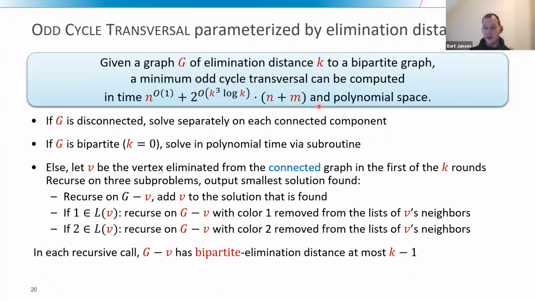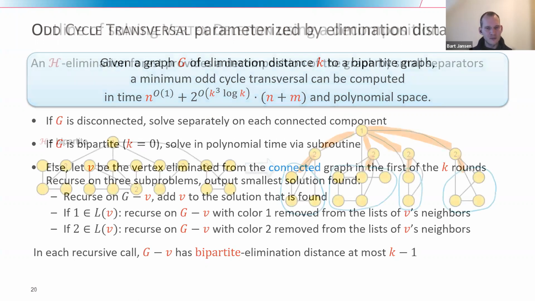If we combine it with the approximation for finding such an elimination sequence, then still we can solve the problem in polynomial space and a running time that's some polynomial in n, actually a linear time algorithm, with a polynomial in the parameter exponential dependence. So this is how we solve the odd cycle transversal problem.